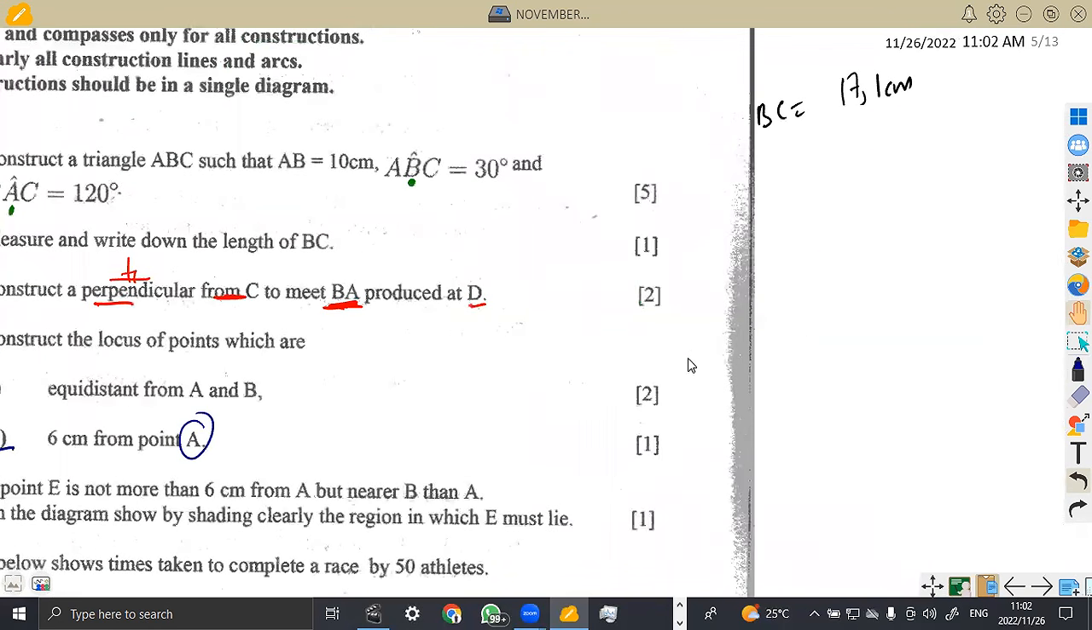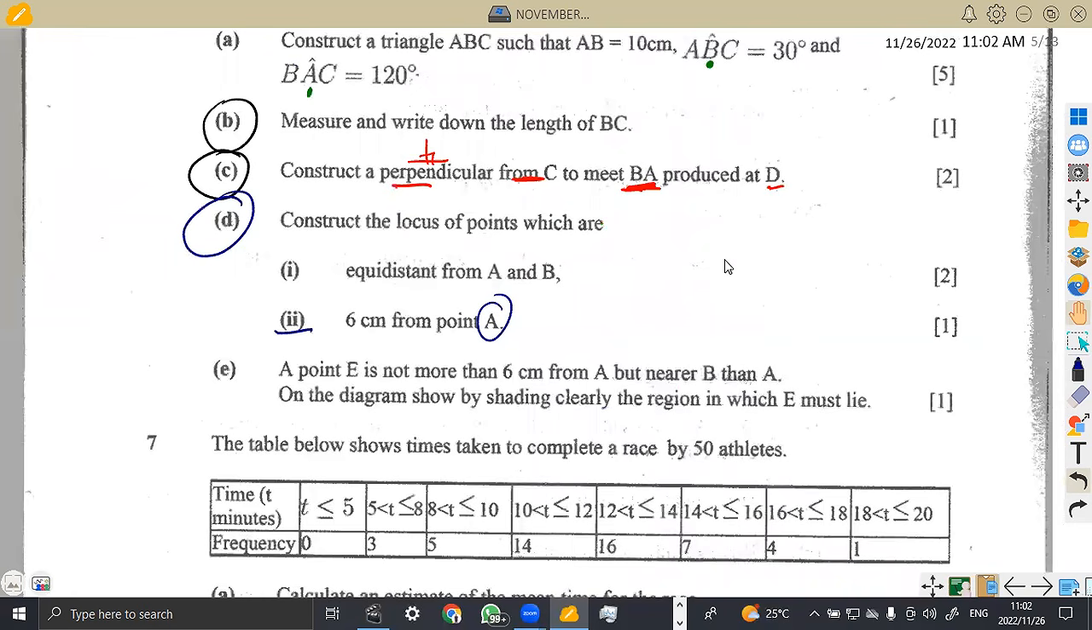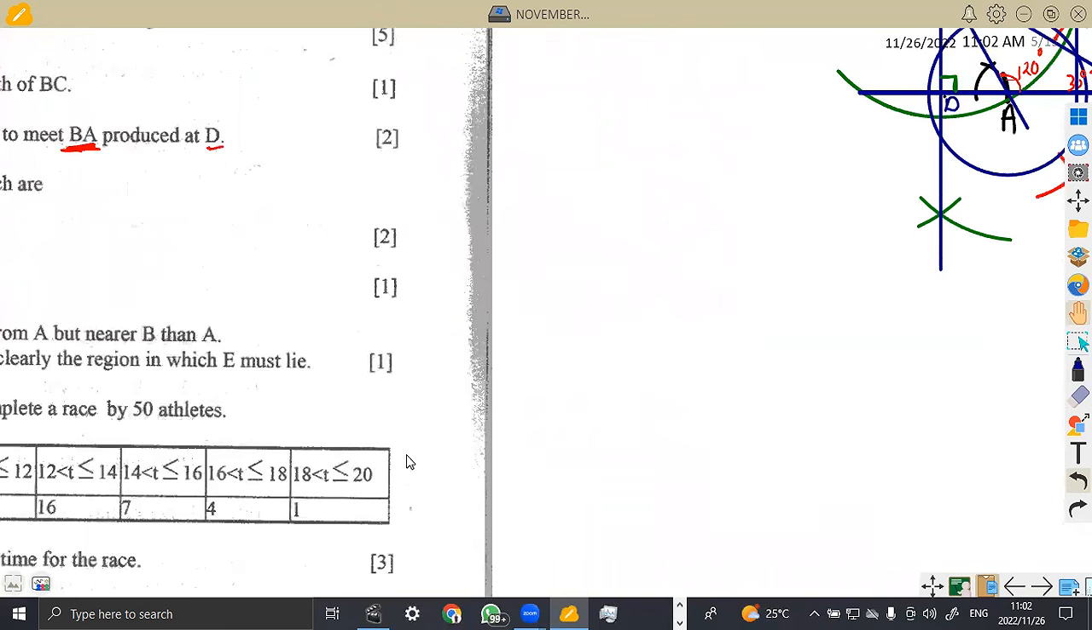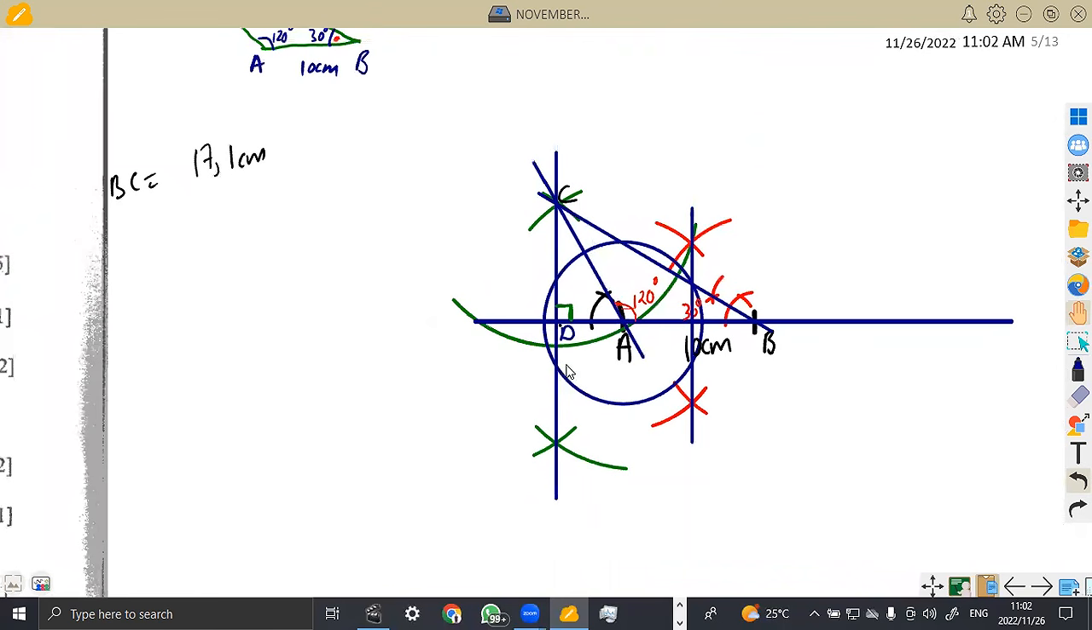The other part we are now given that that is E. A point E is not more than 6 centimeters from A. Not more than means it's actually less than 6 centimeters from A. So from A, this is our A here, 6 centimeters from A, that is any distance within the circle, less than, because the circle is 6 centimeters. So anything within this circle is less than 6 centimeters, okay?